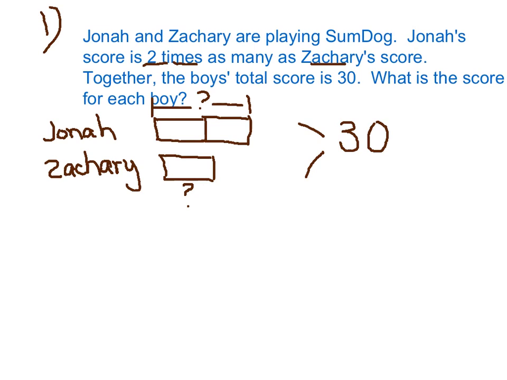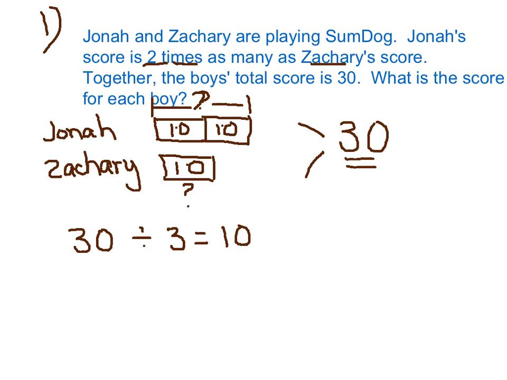All right, when I look at my drawing, I see that I have a total of 30, and it's split into 1, 2, 3 equal parts. So if I split 30 into 3 equal parts, to find out what is in one part, that would be division. 30 divided by 3, of course, is 10, which means that Zachary has 10. There's 10 in this box and 10 in this box. So Jonah has a total of 20.